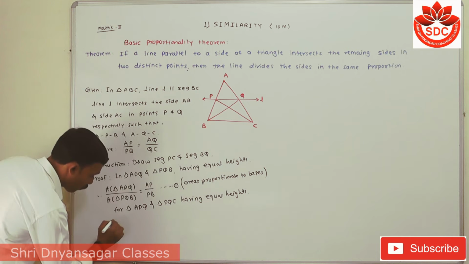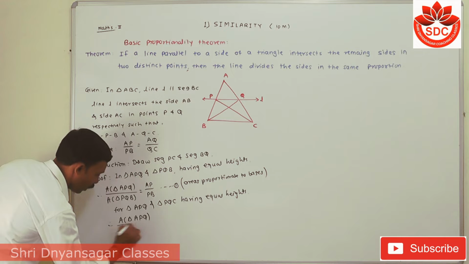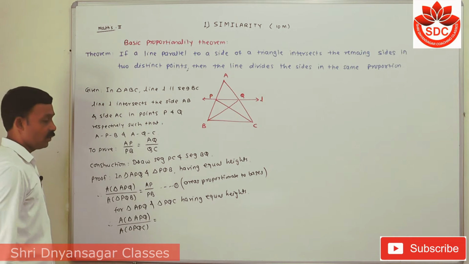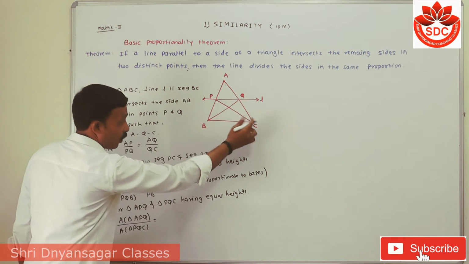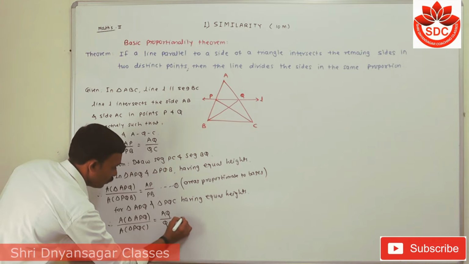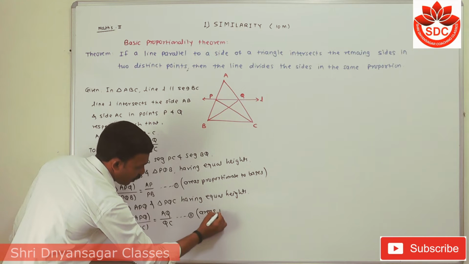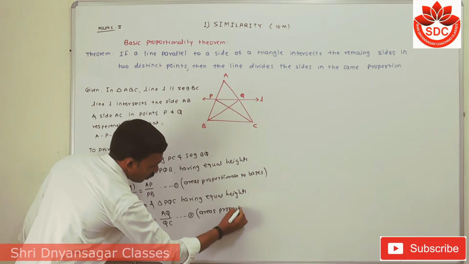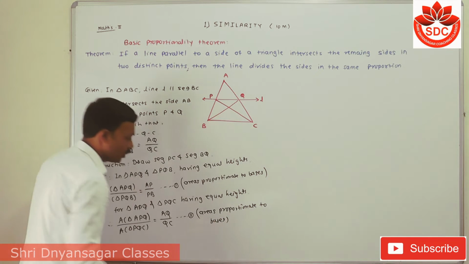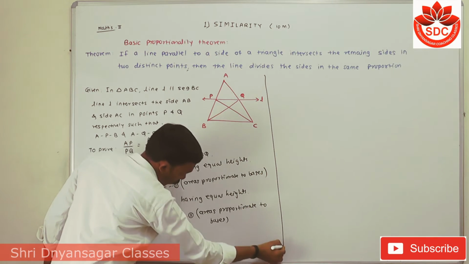So by using this property, we write here: area of triangle APQ upon area of triangle PQC is equal to AQ upon QC, their corresponding bases. This is equation second, and the reason is again areas proportionate to bases, or else you can write triangles having equal heights. Okay, then the next ones.